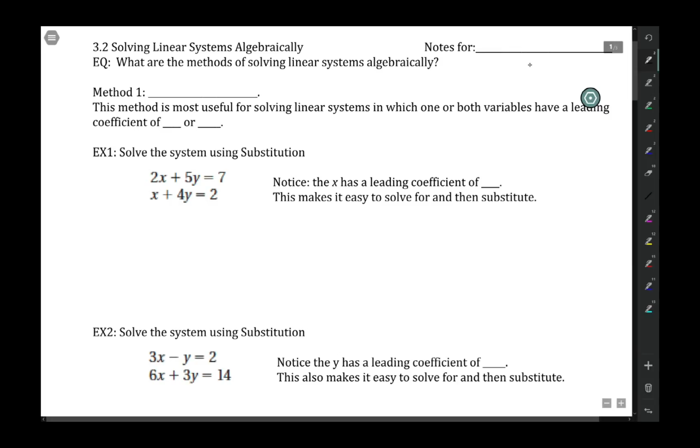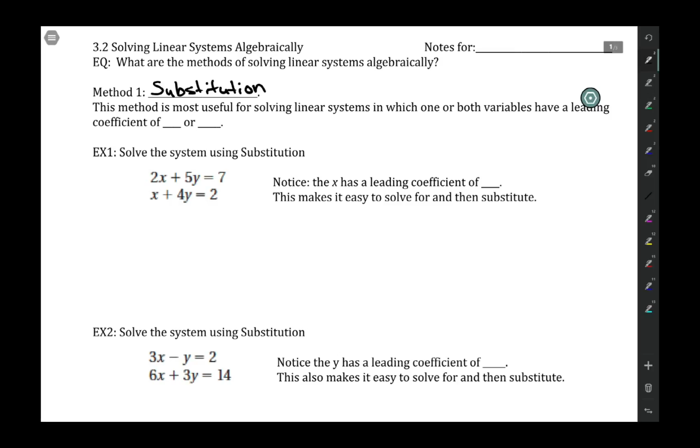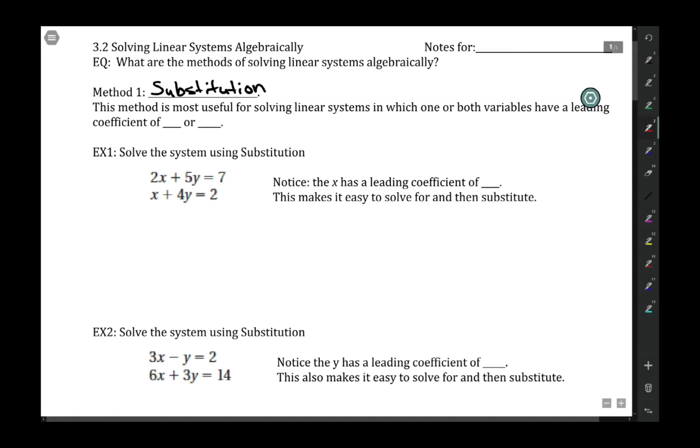Method 1 is substitution. Pretty self-explanatory. You're substituting one variable in for another. And really when it's most useful is when one or both variables have a leading coefficient of 1 or -1. So we'll see that here.